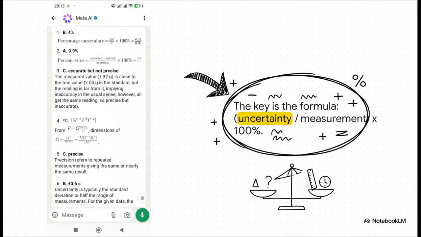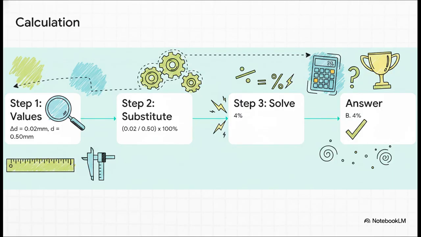The key to cracking this one is all in the formula. Just like our source shows, you take that absolute uncertainty, the plus or minus part, divide it by the actual measurement, and then multiply the whole thing by 100. Simple as that. So let's plug in the numbers. We take our uncertainty, 0.02 millimeters, and divide it by the measured diameter, 0.50 millimeters. You multiply that result by 100, and you get exactly 4%. So the correct answer is B.